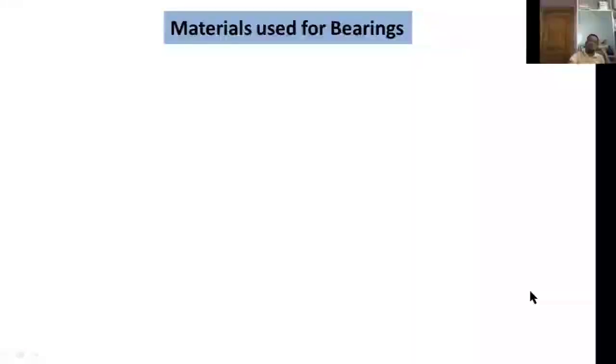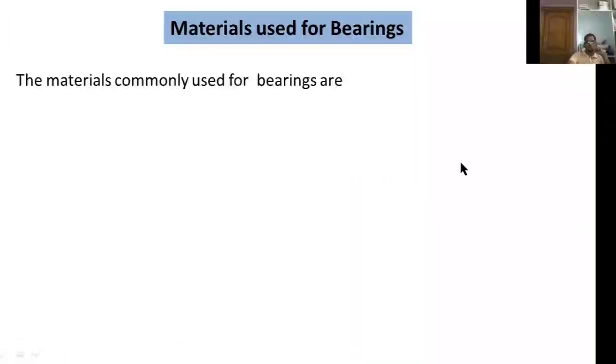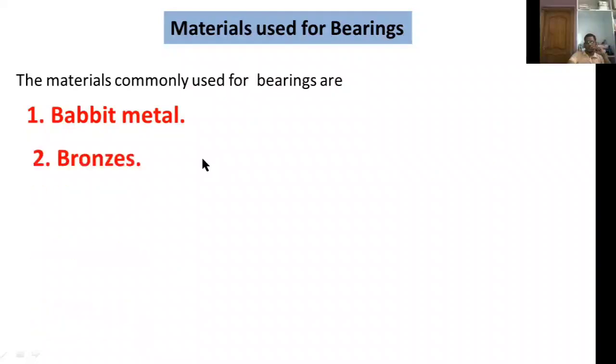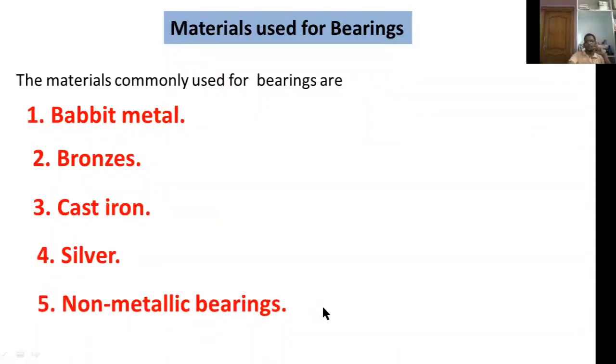Now coming to another topic, that is materials used for bearings. The materials commonly used for bearings are: first one is babbitt metal, second one is bronzes, third one is cast iron, fourth one is silver, and fifth one is non-metallic bearings.